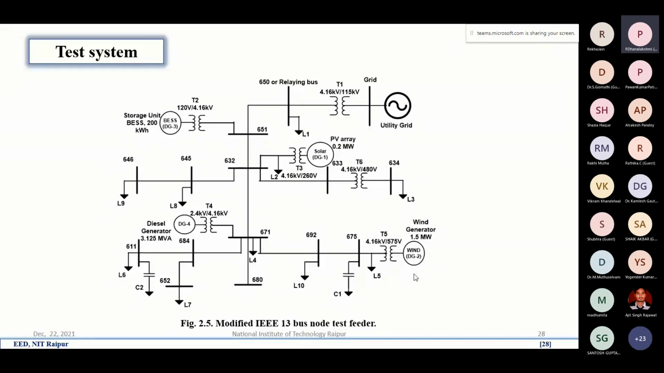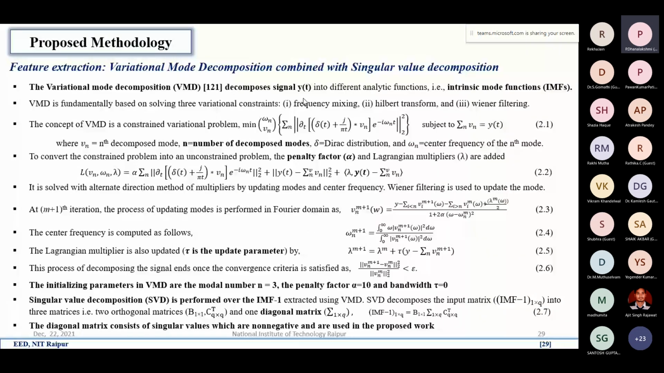So there are a total of 4 DGs connected here, and this microgrid is connected to the utility grid at this point of common coupling, which is the 650. So this is considered to be the relaying bus. At this point, the currents and voltages are measured to detect the presence of HIF fault and also to discriminate the switching events from the faulty events.